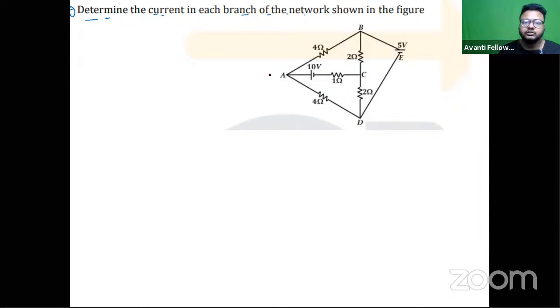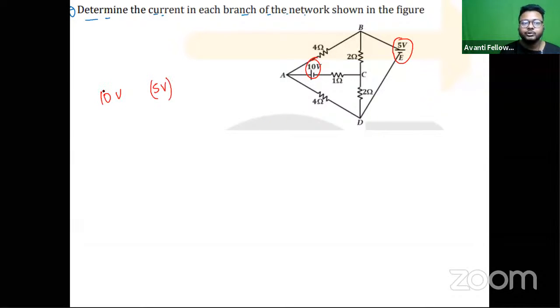Fine, guys. So how will you approach this? In order to approach this problem, first you try to see the voltages. How many voltages are there? You can see there is a 10 volt here, and a 5 volt here, right? So there are two voltages. One is 10 volt, another is 5 volt.